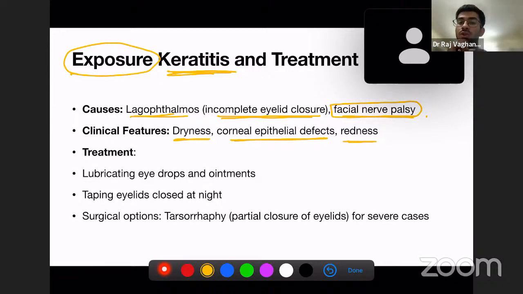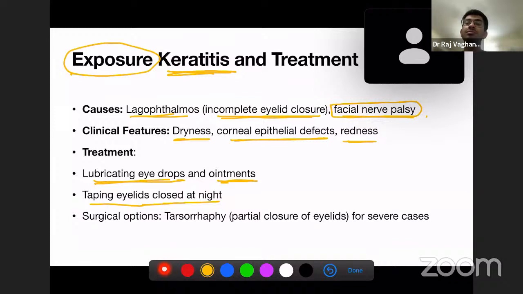Now, the treatment includes lubricating eye drops and ointments. You have to give lubricating eye drops because your eyes are becoming dry day by day, and you have to give ointments to reduce the bacterial inflammation. You can do taping eyelids closed at night. You can just tape your two eyelids so that your eyes remain closed at night.